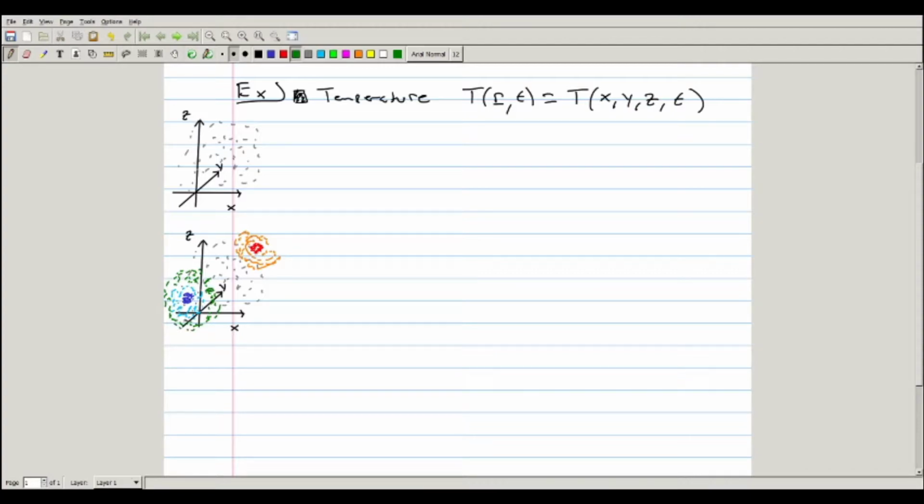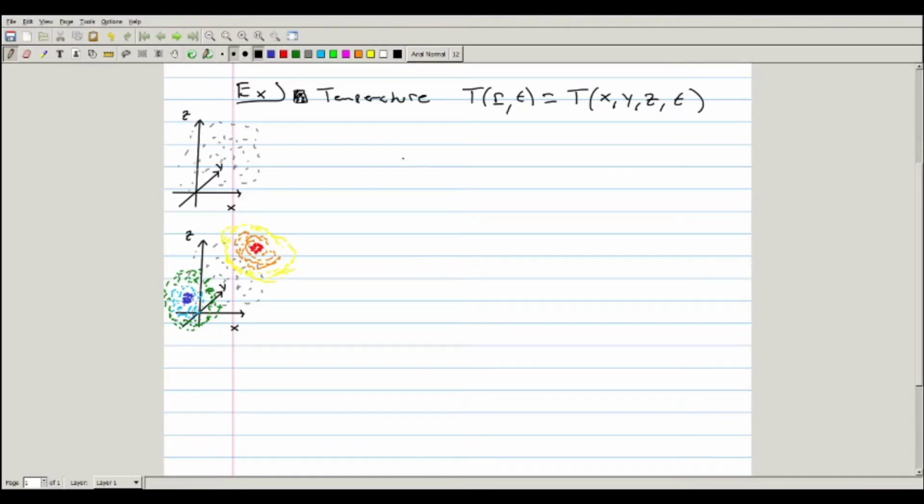Super important in any heat transfer problem that you're trying to solve. This is an example of a multivariable function of three position coordinates and a time coordinate. So this is a great first example of a multivariable function.